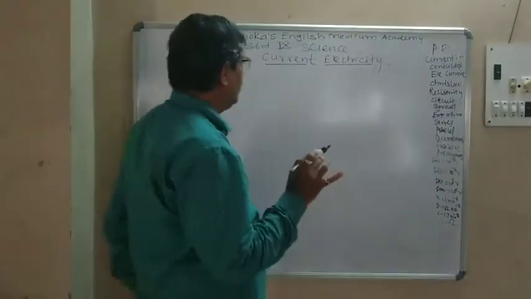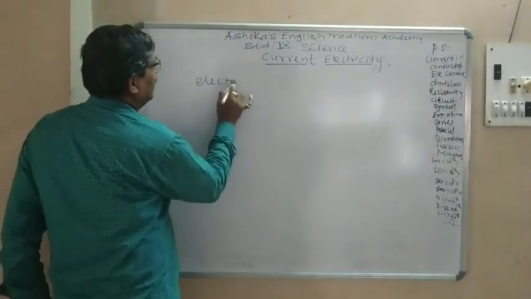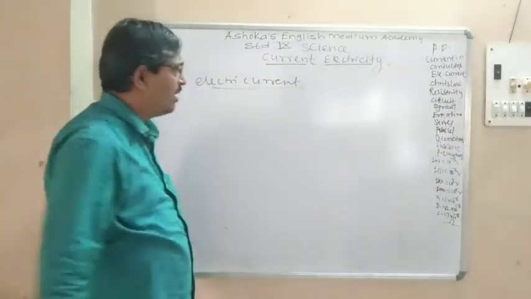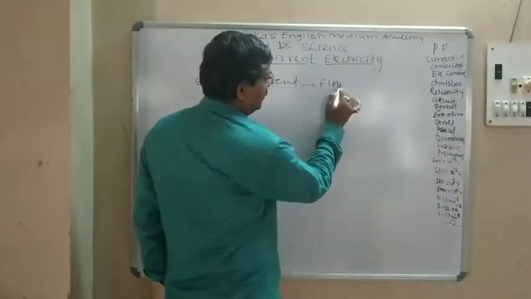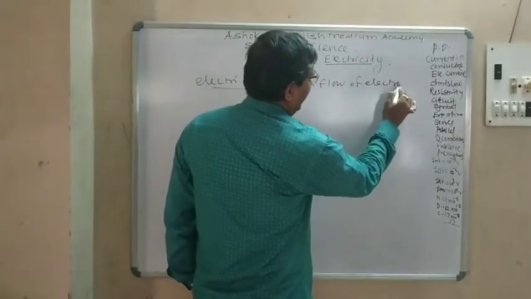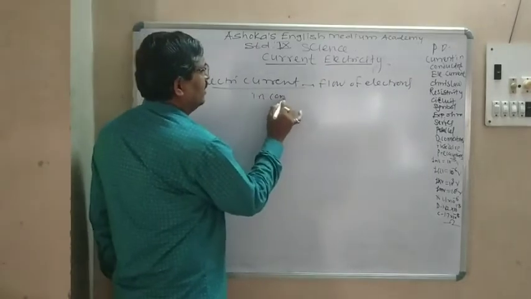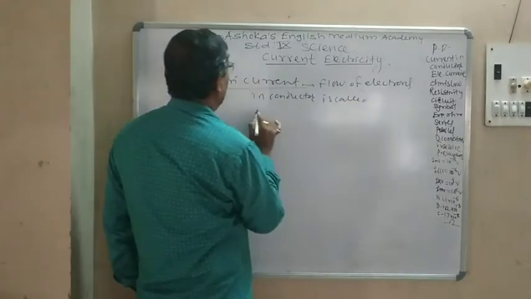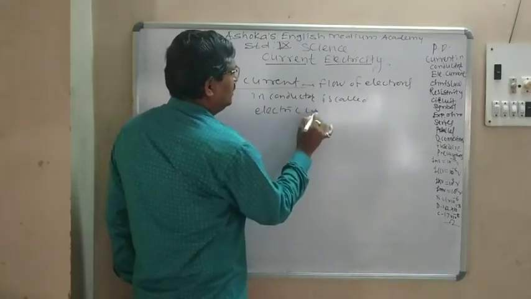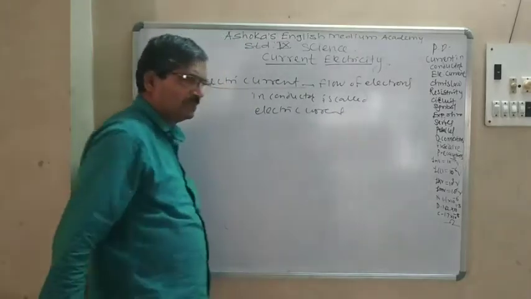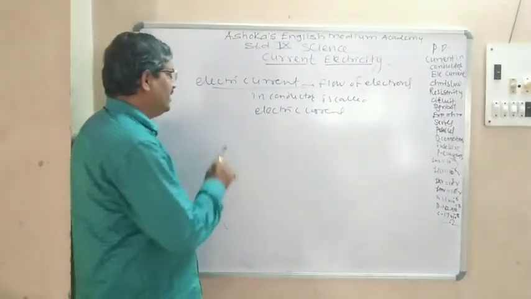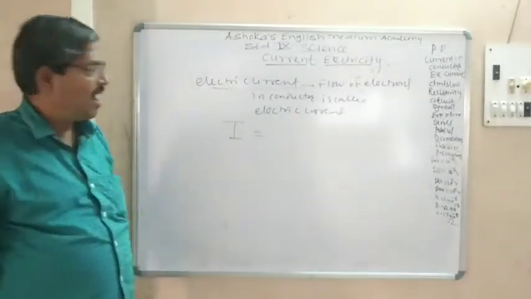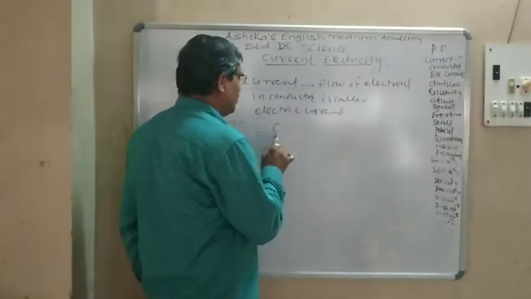Okay, now we are going to see the definition of electric current. What is meant by electric current? Electric current means flow of electrons. Flow of electrons in a conductor is called electric current. Understand? Electric current is denoted by letter I, and electric charge is denoted by Q.